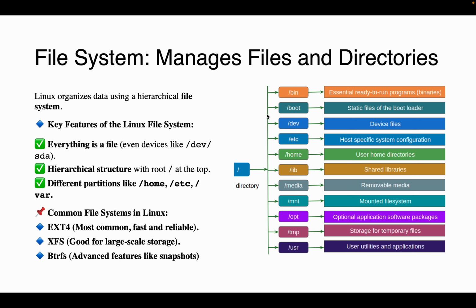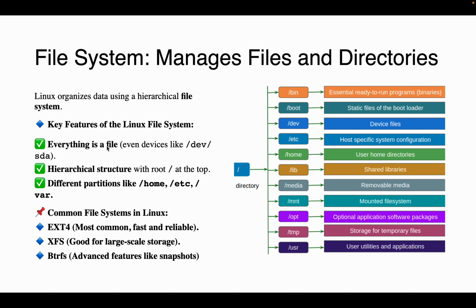Coming to file systems, which manage files and directories: Linux organizes data using a hierarchical file system. The structure includes bin, boot, dev, etc, home, lib, media, mnt, opt, tmp, and usr. We can discuss the structure of the file system in detail when we are doing a practical session.